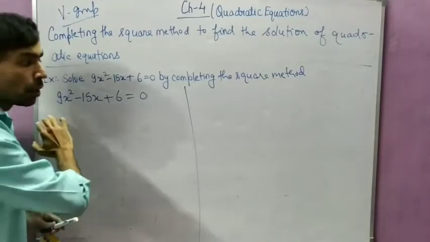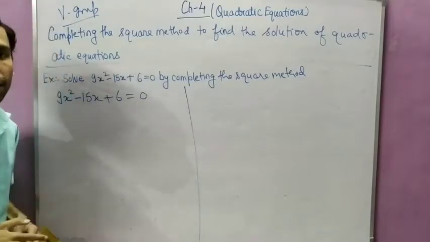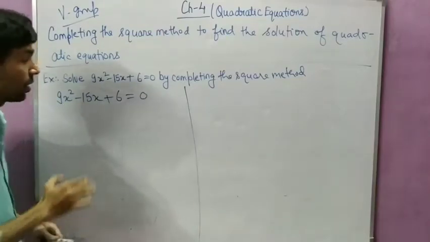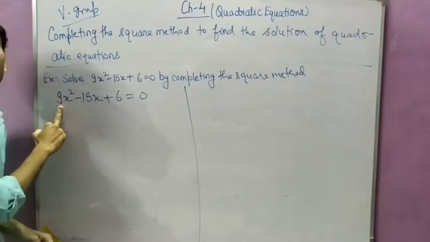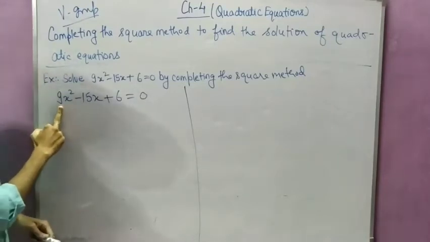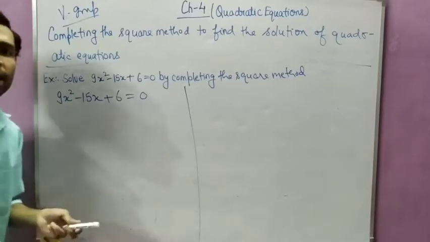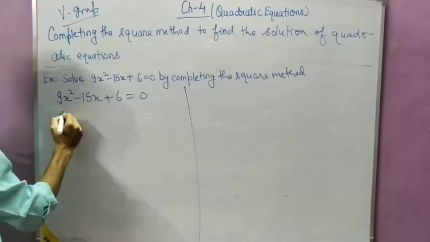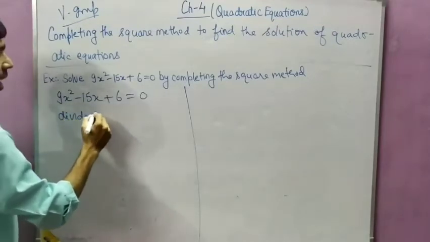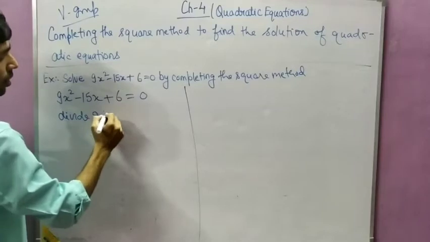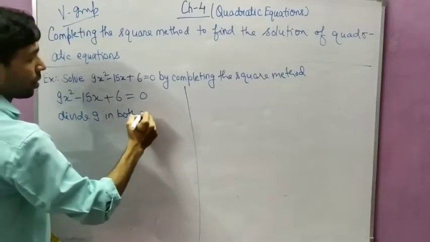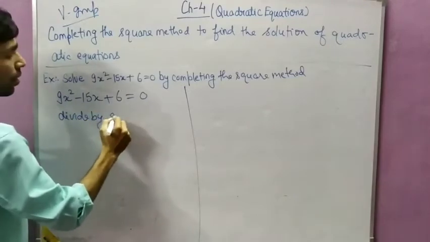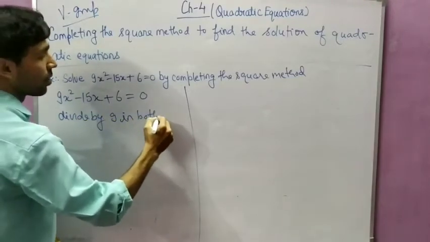So what do you do? You divide both sides by 9. Whatever is the coefficient of x square, you will divide the equation by that only. Suppose here is 5, so you will divide by 5. Here is 3, so you will divide by 3. Or you can take common. Both methods work. So what I am going to do, divide by 9 on both sides.